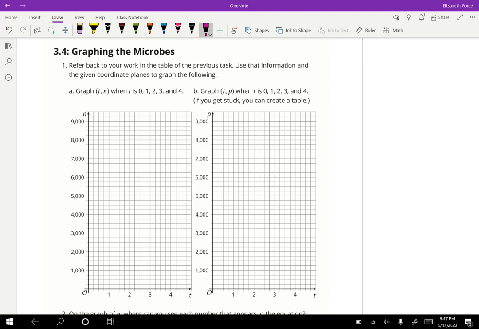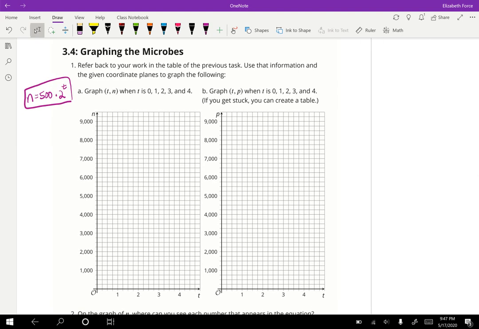In 3.4, Graph in the Microbreeze, I think I'm saying that right, we need to take our two equations that we created in 3.3, and we're going to graph them. So over here on A, they want you to graph T and N. That was the bacteria problem. So N was equal to 500 times 2 to the T power. And then B was asking us to graph the parasite. So the number of parasites was equal to 100 times 3 to the T power.